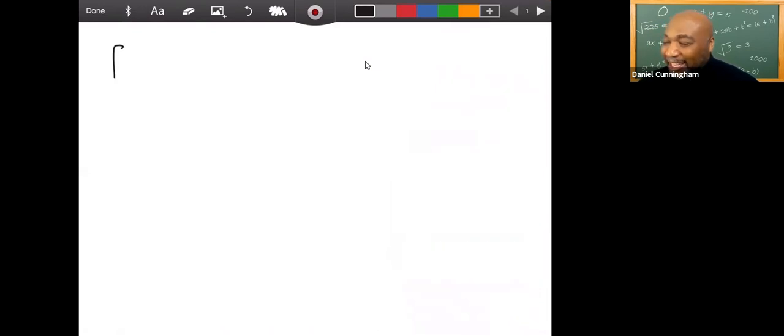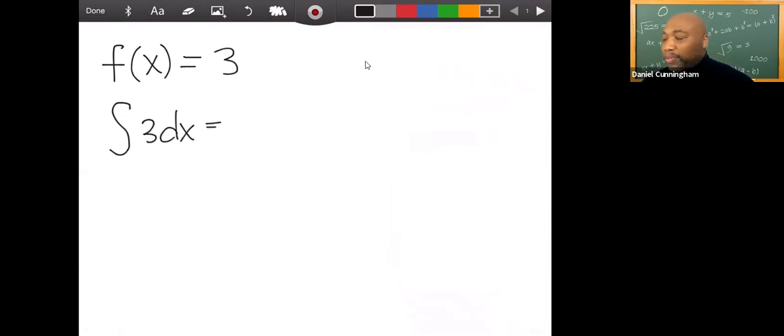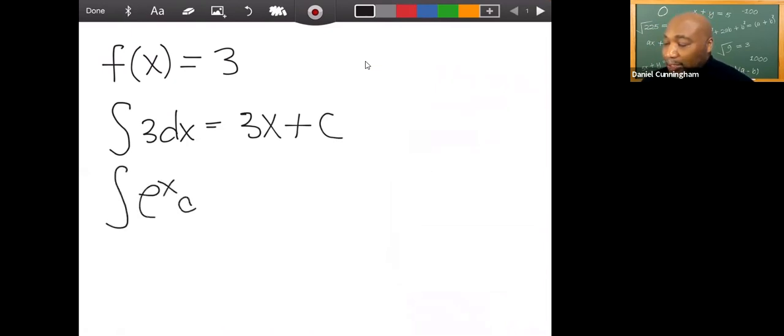So we have this, guys. f of x is equal to, let's say, 3. We just integrate 3 dx. The basic rule will be 3x plus c. This is an indefinite integral. Now, as we get to more complex functions, we have e to the x dx, which is the same thing as e to the x plus c.